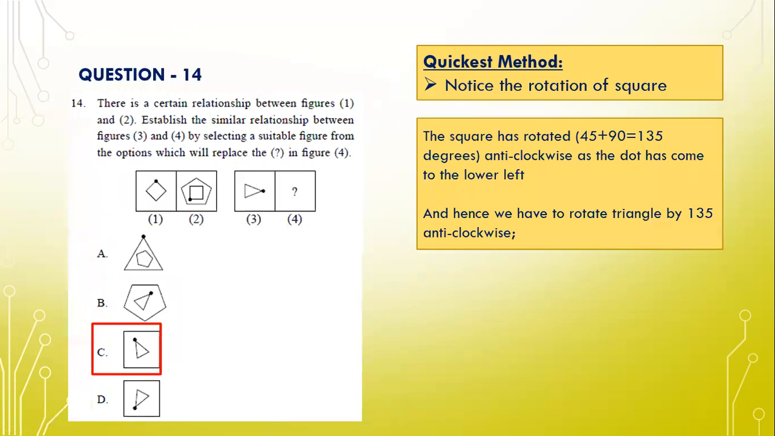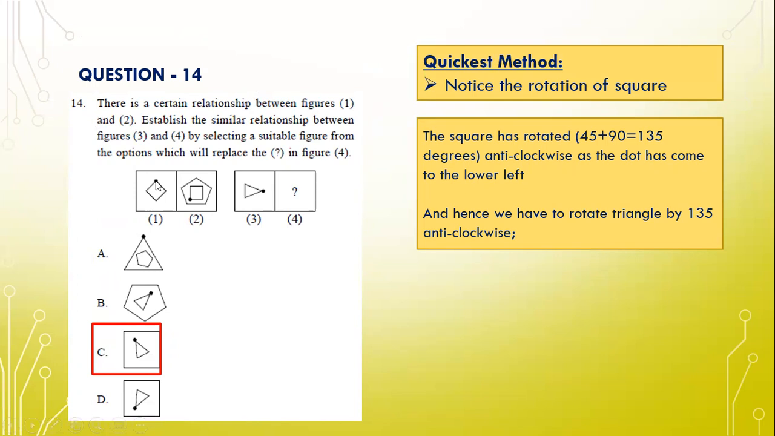There is a certain relationship between figures 1 and 2. Establish a similar relationship between figures 3 and 4 by selecting a suitable figure from the options which will replace the question mark in figure 4. So how has the circle rotated? How has the square rotated? The square has first rotated 45 degrees and then 90 degrees, isn't it?